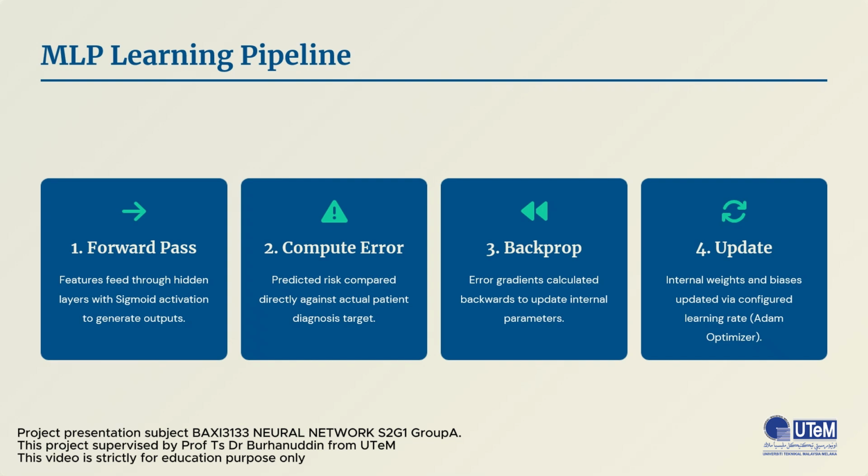The next one is the MLP pipeline. So the first one is forward pass. The features feed through the hidden layer with sigmoid activation to generate output. The second one is compute error. The machine predicts risk and compares it directly to the actual patient diagnosed target. The third one is backprop. Error gradients are calculated backwards to update internal parameters. The number 4 is update. So after this flow, the system will update the weight and bias via the configured learning rate.